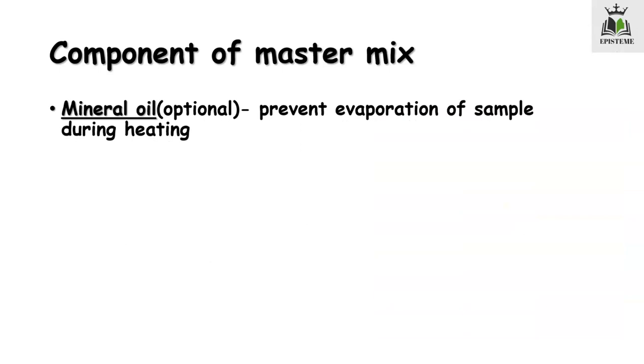The next component is the mineral oil. So mineral oil is an optional component because if we use a PCR machine, the machine has a lid on it, so there is no risk of evaporation of the sample. As I already mentioned earlier, the PCR takes place at a very high temperature, and so there are chances that our sample may get evaporated due to this heating. So if we use a PCR machine, we don't use the mineral oil, but other than that we use the mineral oil to prevent the evaporation.